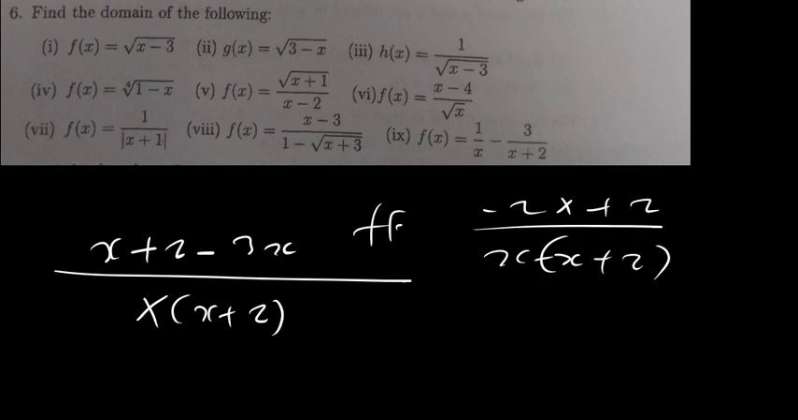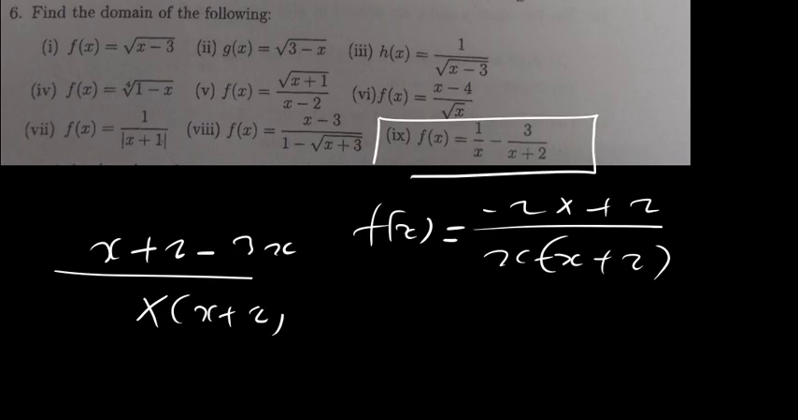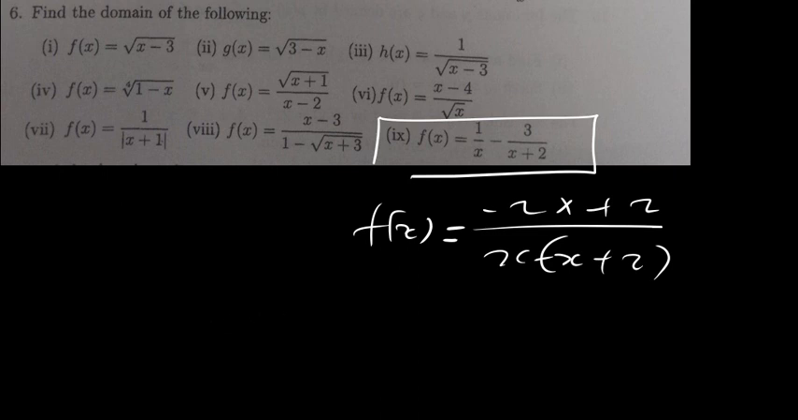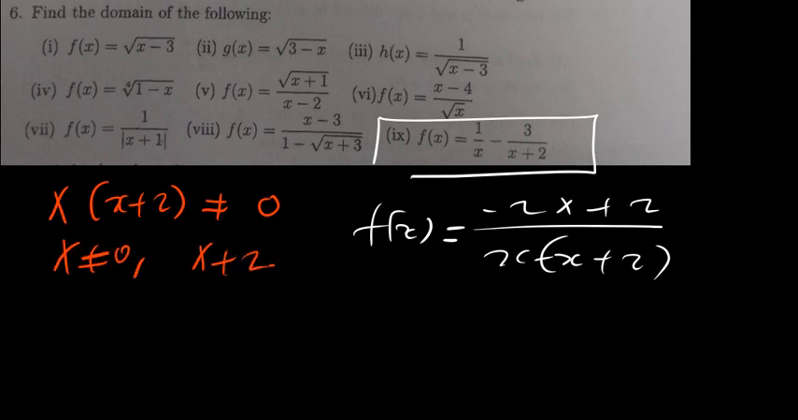So this function that I have is basically the same as this function. But remember, the denominator should never be equal to 0. So I'll get this not equal to 0. So for x, in this case, x is not equal to 0, comma, x plus 2 should never be equal to 0, then x should never be equal to negative 2.